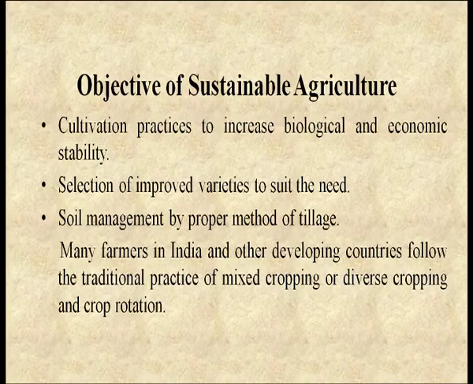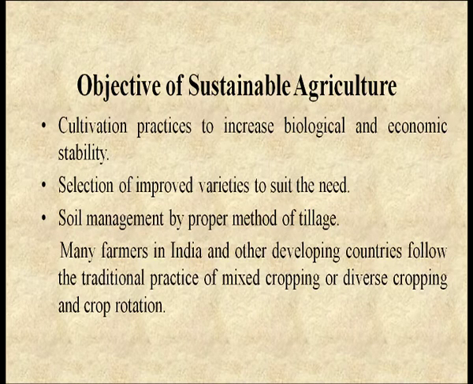Now, we will discuss objectives of sustainable agriculture: cultivation practices to increase biological and economic stability, selection of improved varieties to suit the need, and soil management by a proper method of tillage. Many farmers in India and other developing countries follow the traditional practices of mixed cropping or diverse cropping and crop rotation.